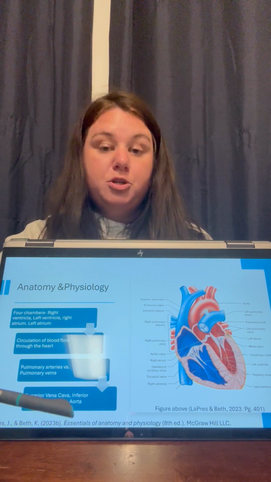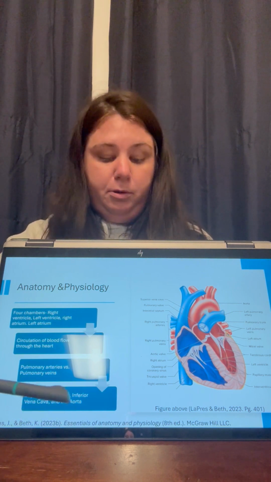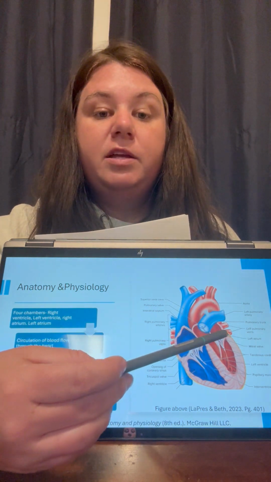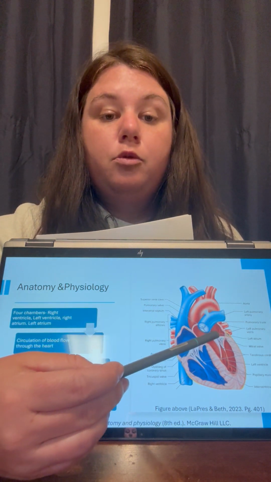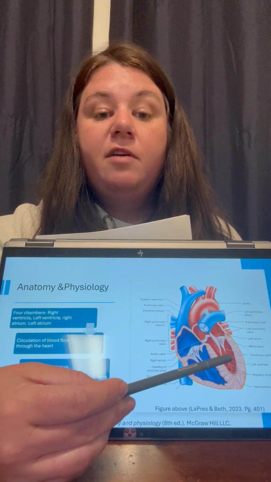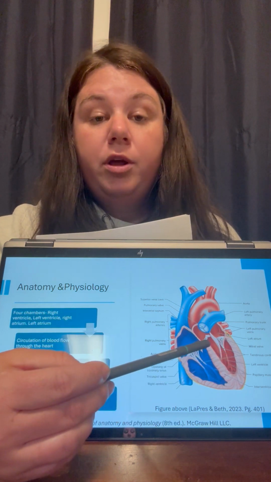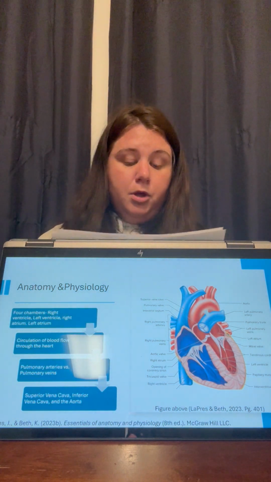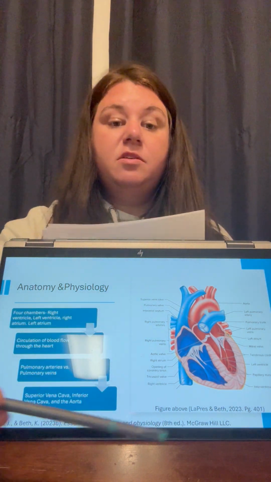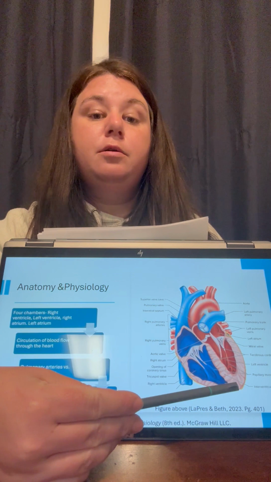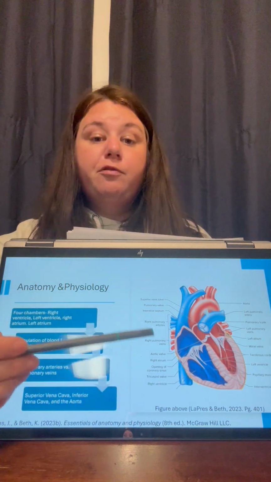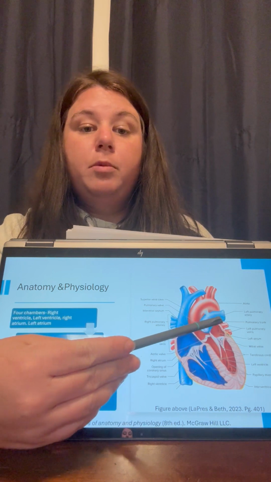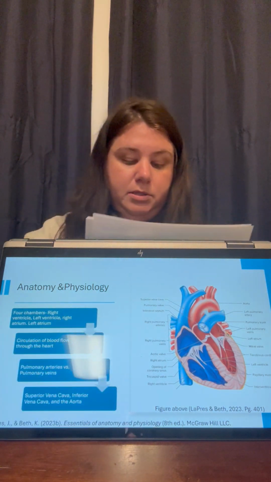The oxygen-rich blood will enter through the pulmonary veins into the left atrium. Here's the pulmonary veins. Left atrium, through the bicuspid valve into the left ventricle, out the aortic valve, and then through the aorta. The bottom of the heart is called the apex of the heart, just right here. There are 4 pulmonary veins and 2 pulmonary arteries.